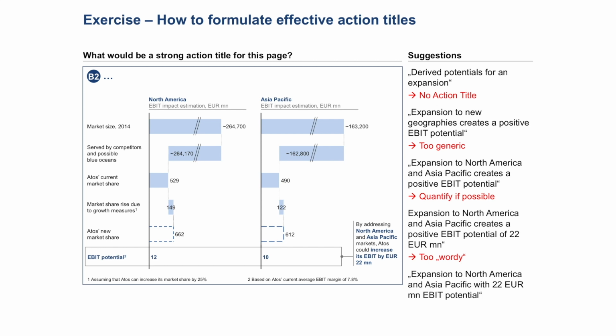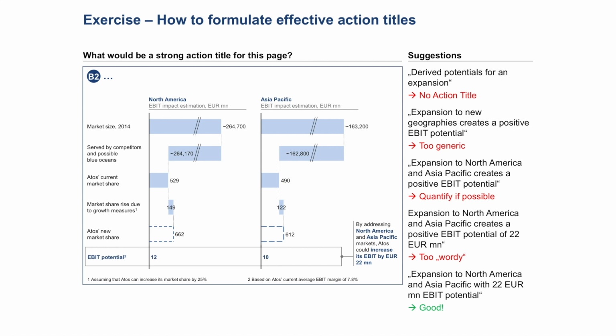So one final suggestion: expansion to North America and Asia Pacific with 22 million EBIT potential. And I would argue, yes, this is a good action title. It summarizes the key message of the page. It is pretty concise and short. It doesn't use too many words to put this message across. So I think this would be a feasible option.